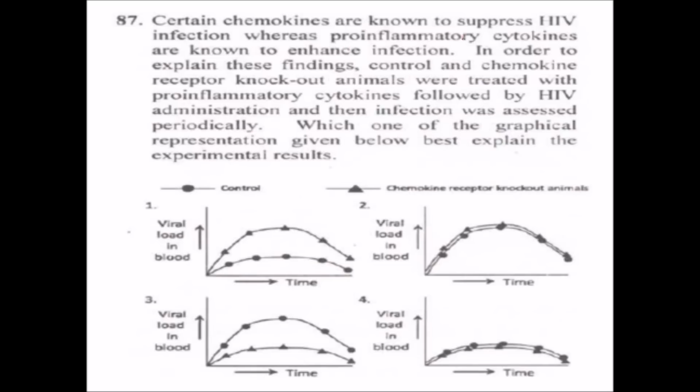Certain chemokines are known to suppress HIV infection, whereas pro-inflammatory cytokines are known to enhance infection. In order to explain these findings, control and chemokine receptor knockout animals were treated with pro-inflammatory cytokines followed by HIV administration, and then infection was assessed periodically. Which one of the following graphical representations given below best explains the experimental results?